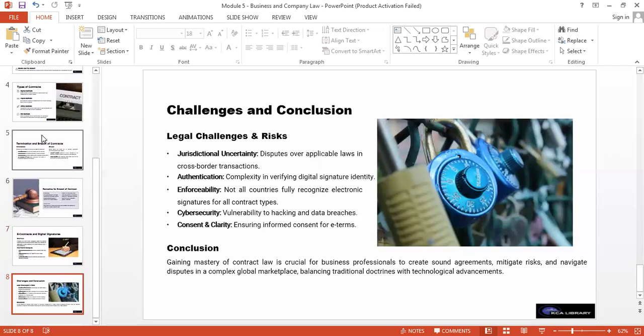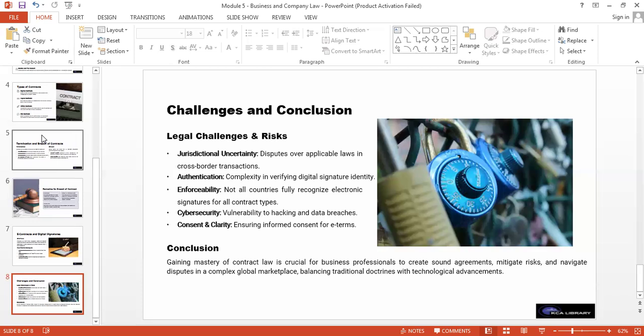The legal challenges and risks as per e-contracts are the jurisdictional uncertainty, that is, dispute over applicable law in cross-border transactions. It also has a challenge as per authentication, which is the complexity in verifying digital signature identity. It also has a challenge as per enforceability, that is, not all countries fully recognize electronic signatures for all contract types. And there is a challenge as per cyber security, which is the vulnerability to hacking and data breaches. And lastly, a challenge as per consent and clarity, that is, ensuring informed consent for e-terms.